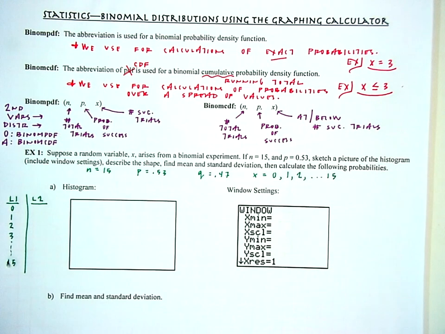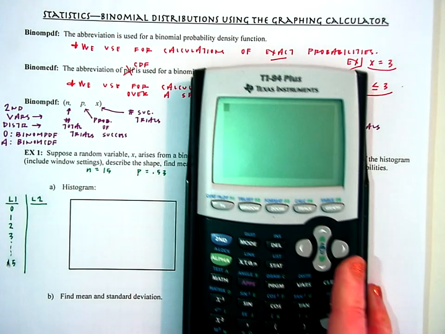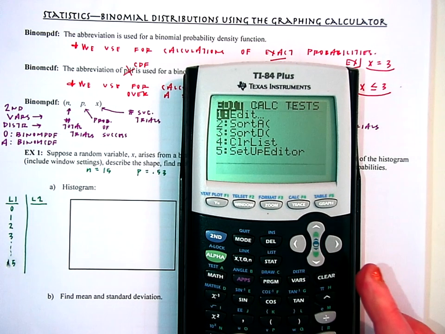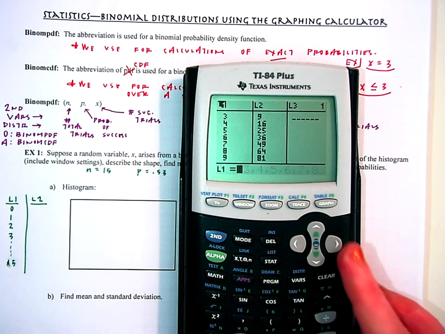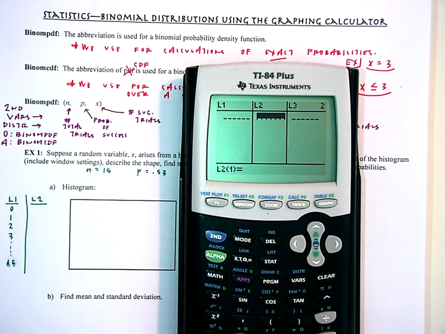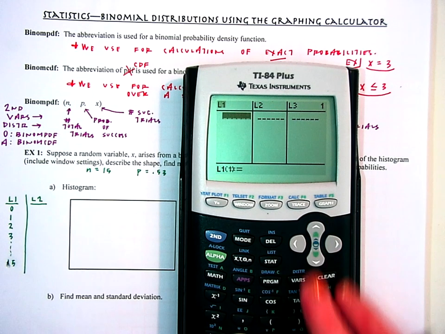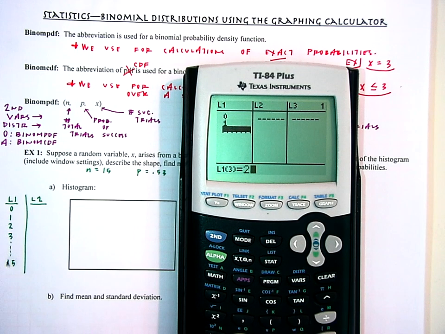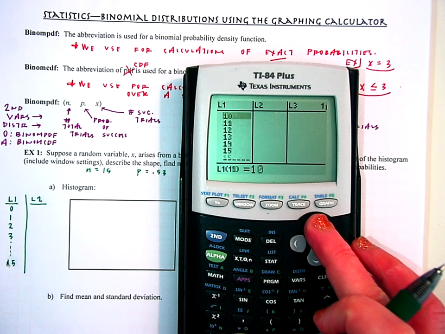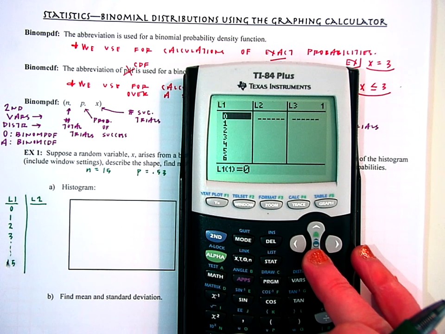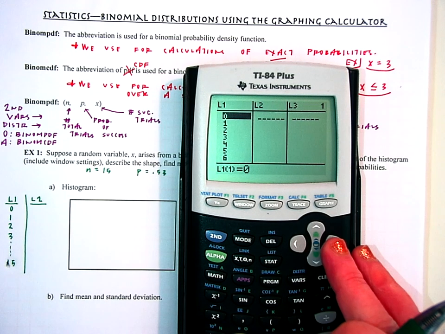There. So let me go to my list. I'm going to hit Stat, Edit, and I'm going to take a moment to clear out my lists. Remember, we clear, we do not delete. Over here in the L1, I'm just going to type in 0 through 15. There's a way that I could have my calculator build me that string of values too, but I think it's probably a little faster right now to just type it in ourselves. Okay, so I've typed in 0 through 15. Those are the values that the random variable can take. I can have 0 successes, I can have all 15 successes, or something in between.